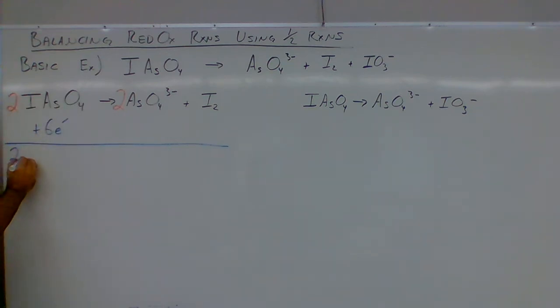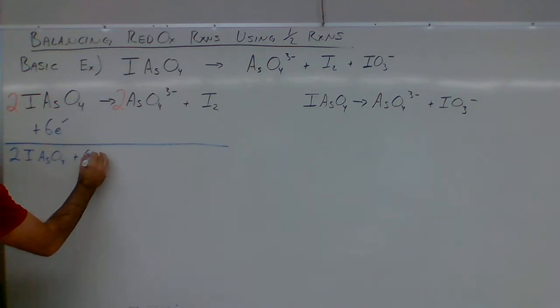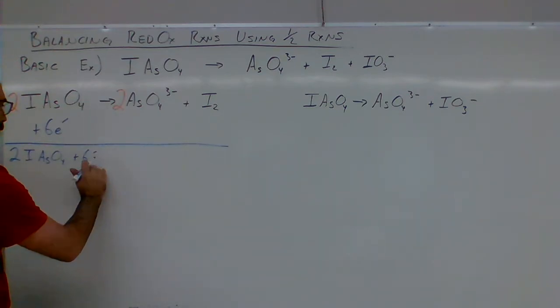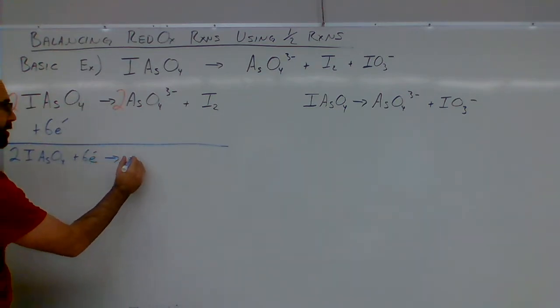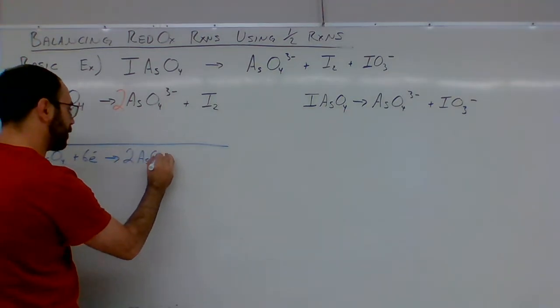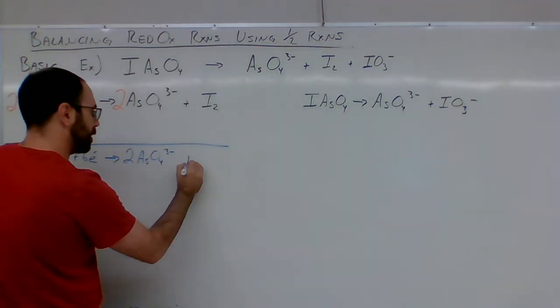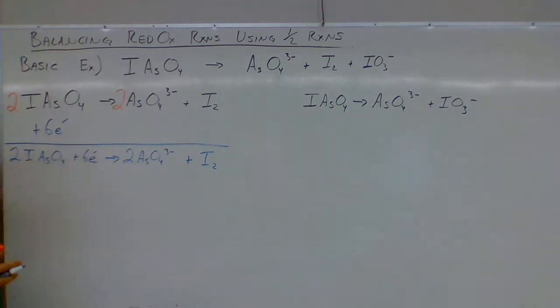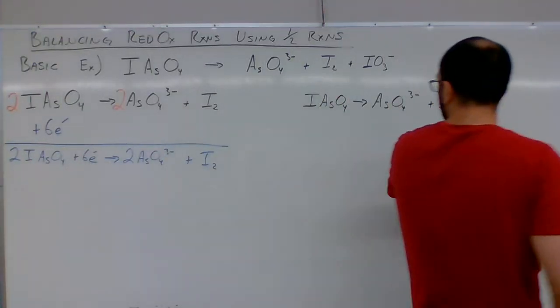Combining this, we have 2 IASO4 plus 6 electrons is going to give us 2 ASO4 3 minus plus our I2. Okay, so we have that balanced half reaction. Let's take a look at this one over here.